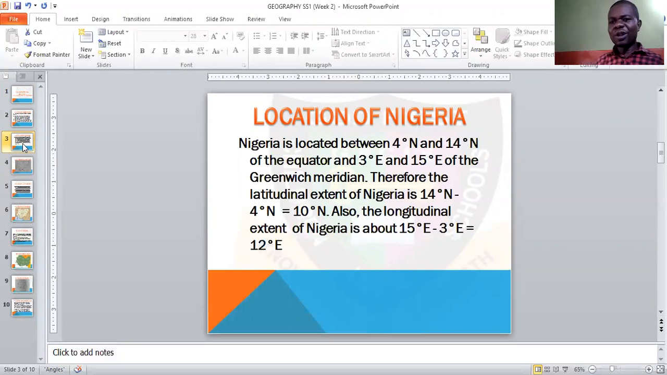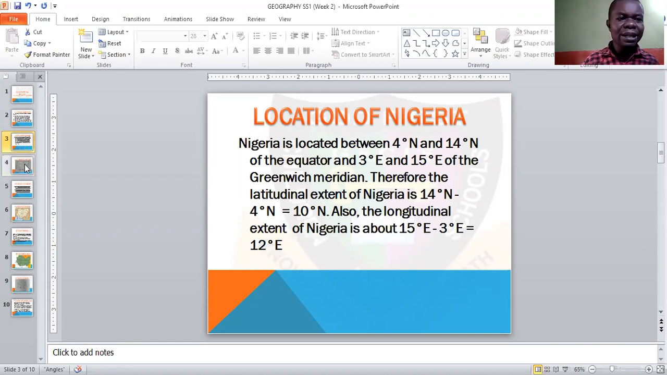Therefore, if you deduct 4 from 14, that is 4 degrees north, 14 degrees north, 14 minus 4 will give you 10 degrees north. That is the latitudinal extent of Nigeria. Then 15 degrees east minus 3 degrees east will also give you 12 degrees east. That is the longitudinal extent of Nigeria.